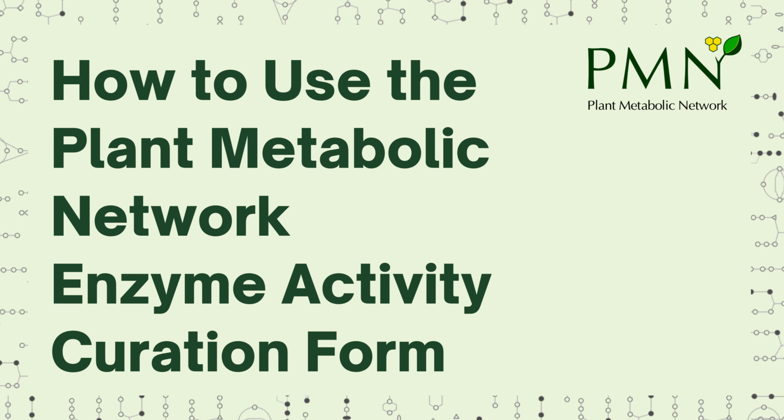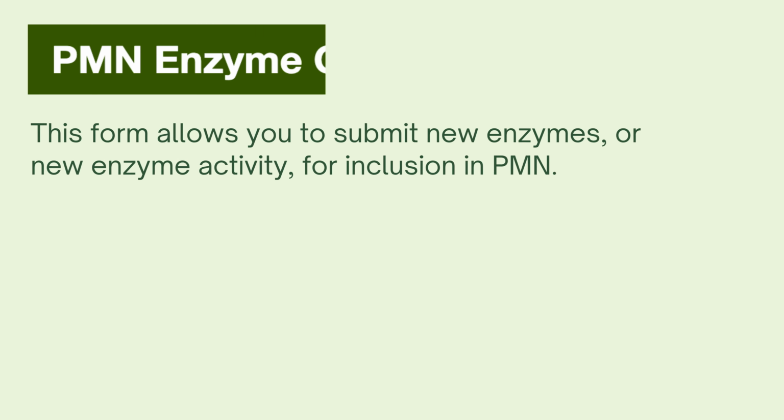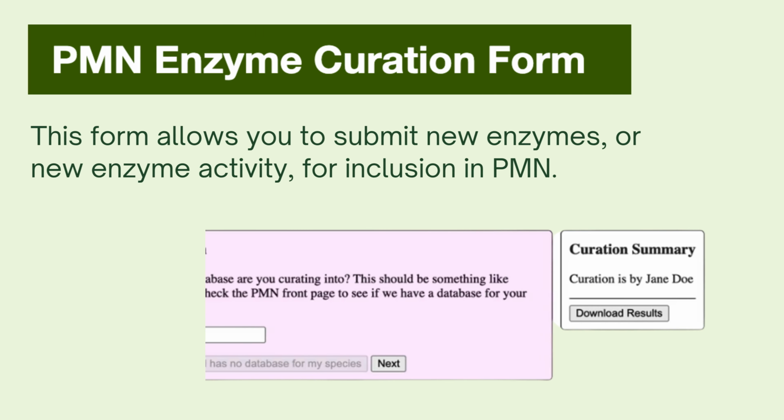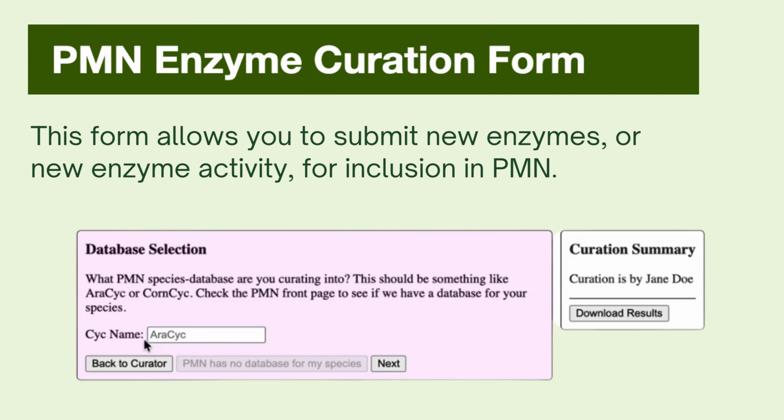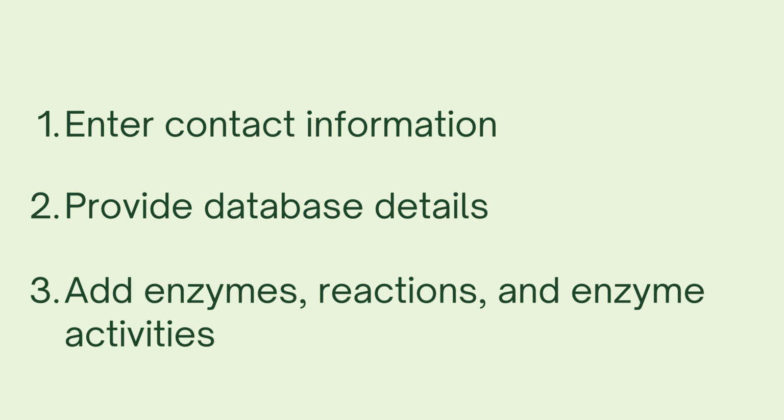Today, we are going to teach you how to use the Enzyme Activity Curation form of the Plant Metabolic Network. This form allows you to curate new enzyme activities into PMN. The curation process has three main steps. The first step is to enter your contact information. After you do this, you will provide your database details. Lastly, you will be asked to add your enzymes, reactions, and enzyme activities.